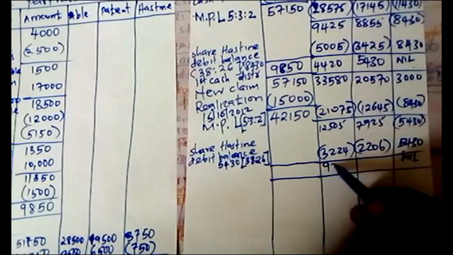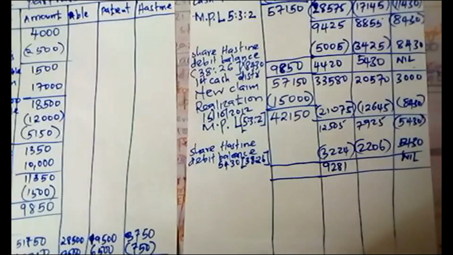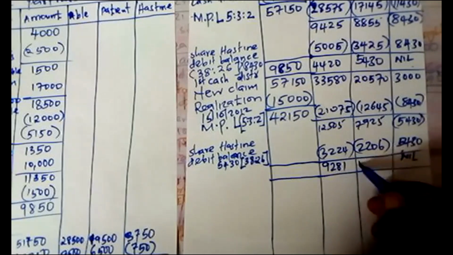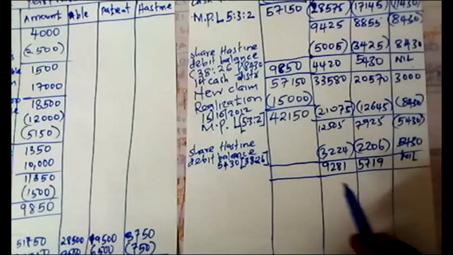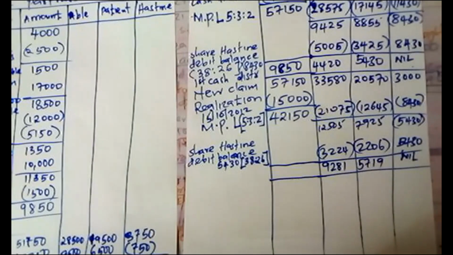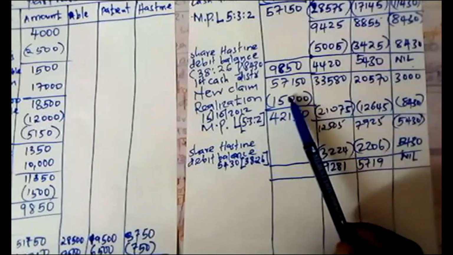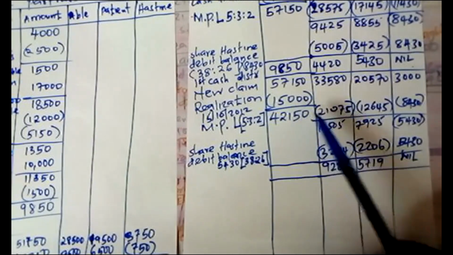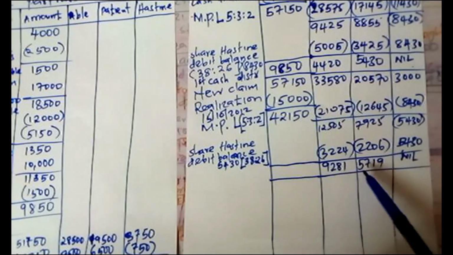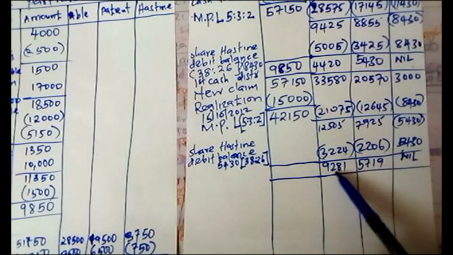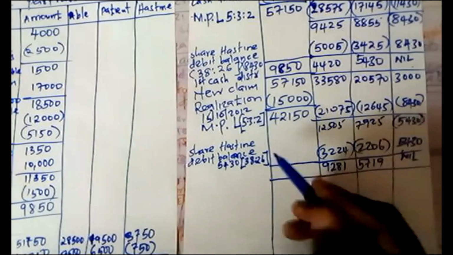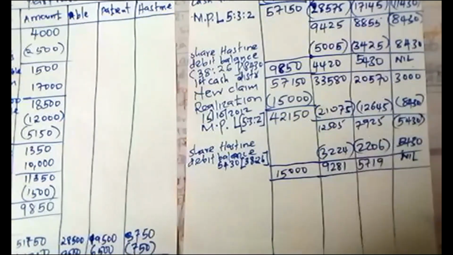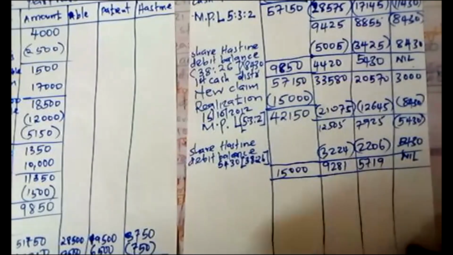$92.81. The first one is 9281. The next one? $57.19, 5719. So if you add the two, remember we have distributed the 15,000 and we have avoided giving any cash to this partner who was insolvent, called Hastings. Out of the 15,000, Able has received 9281, Patient has received 5719. If you add the two, you are supposed to get the total 15,000, the amount which was available. So that is our second cash distribution.